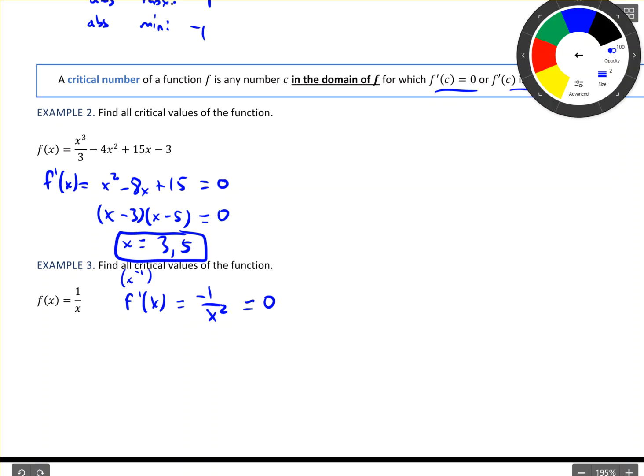So where is that 0? Nowhere. Where is it undefined? It's undefined at x equals 0, right? Because that would be divided by 0. Now, is 0 a critical number? Well, remember, it has to be in the domain of f. So can I plug 0 into my original function? Nope. No, I can't. So no, there are no critical numbers.